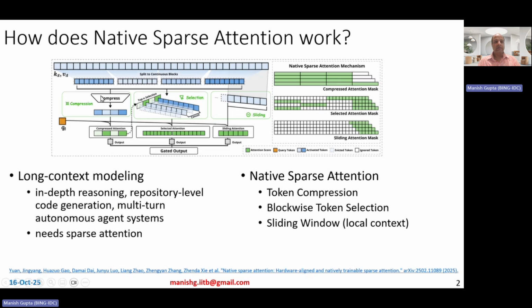So for example, the compress method takes a block of keys or a block of values and compresses them down, maybe to just one key representation for every block. Then important blocks are taken and used for selected attention. So for a particular query, you want to select which particular blocks of keys or values you want to use. And in sliding attention, it is local context based. For any particular query, rather than looking at all previous keys and values, you just look at a limited history of keys and value vectors.